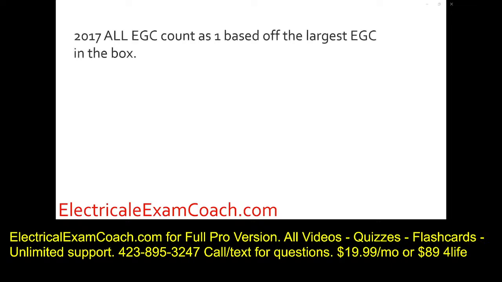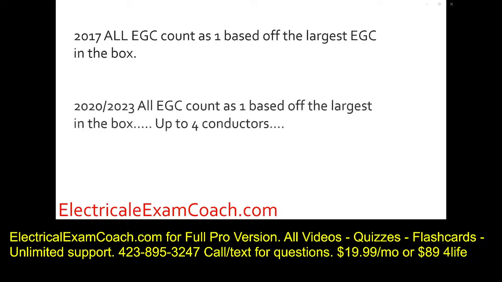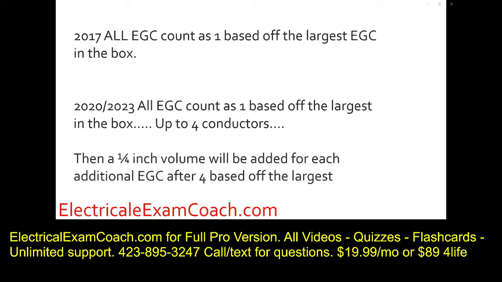Now let's deal with equipment grounding conductors. In the 2017, all equipment grounding conductors just count as 1 based off the largest conductor in the box. 2020 and later, all equipment grounding conductors count as 1 based off the largest conductor in the box up to 4 conductors. So 4 conductors and under count as 1 total. But when you have over 4, there's going to be a 1/4 inch volume increase that's going to be added for each additional equipment grounding conductor after 4.